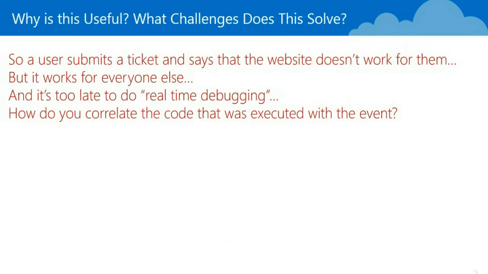So in particular, what challenges are we solving? Let's walk through the following scenario. Say that a user submits a ticket and says that a website doesn't work for them, but it's working for everyone else. Now, because the user already experienced this problem, it's too late to do real-time debugging. So the question is, how do you debug that event, and how do you correlate the code that was executed with the events that user was taking?